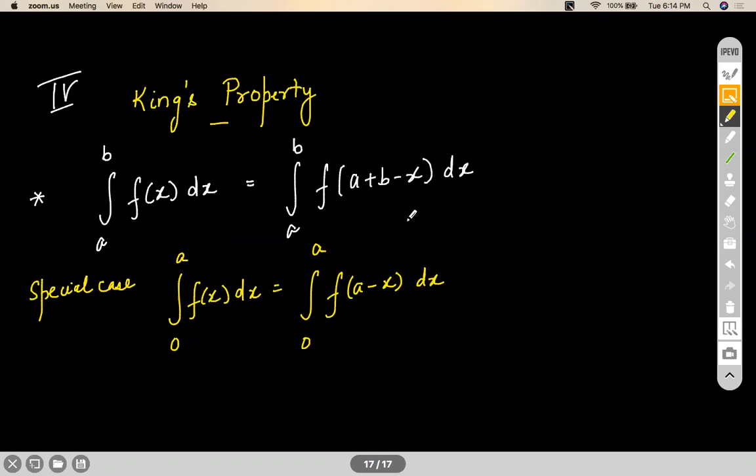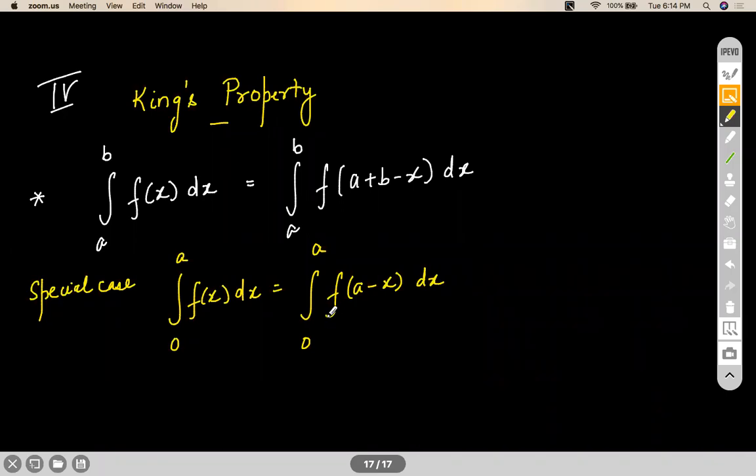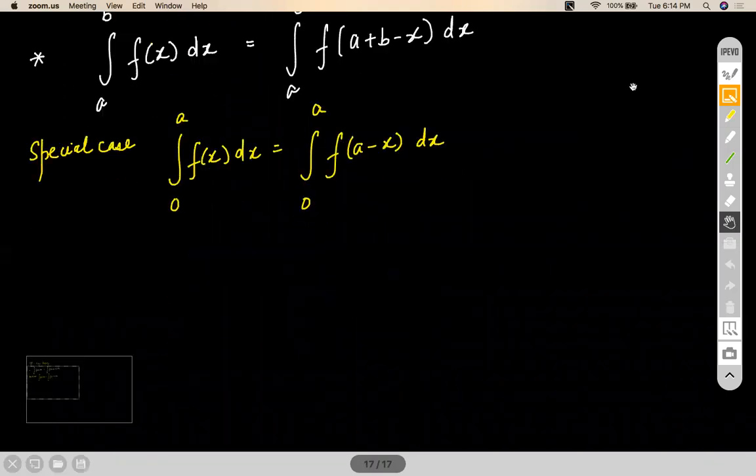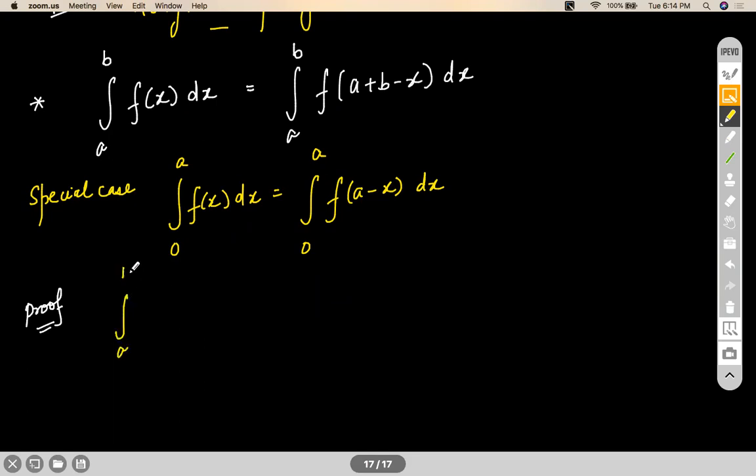Now, how do I prove this property? I'll prove this property in two ways. One is by use of a graph and another without the use of a graph. Let us prove this without a graph first. If we start with this particular expression, let us substitute x as a plus b minus t.